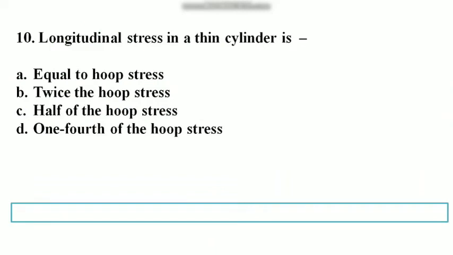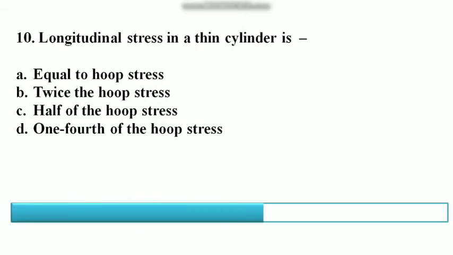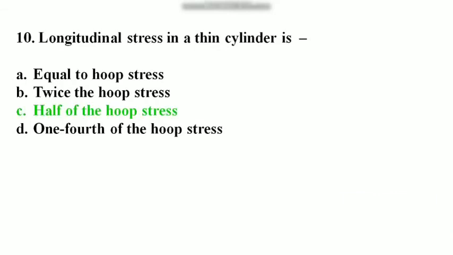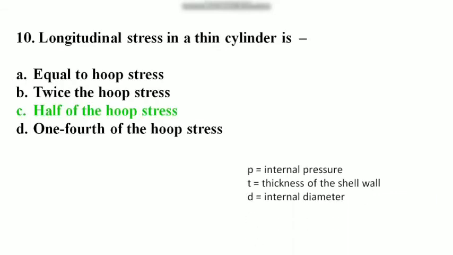Longitudinal stress in a thin cylinder is: option A, equal to hoop stress; option B, twice the hoop stress; option C, half of the hoop stress; and option D, 1/4 of the hoop stress. Here the answer is half of the hoop stress.